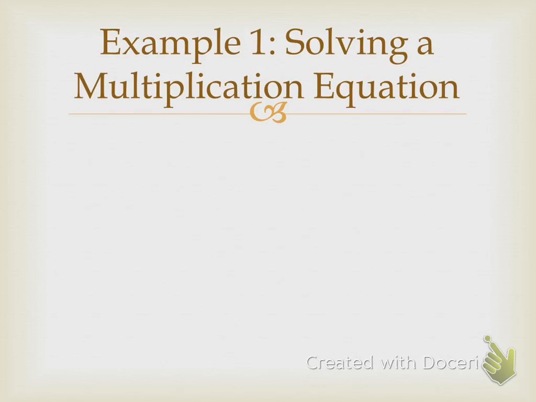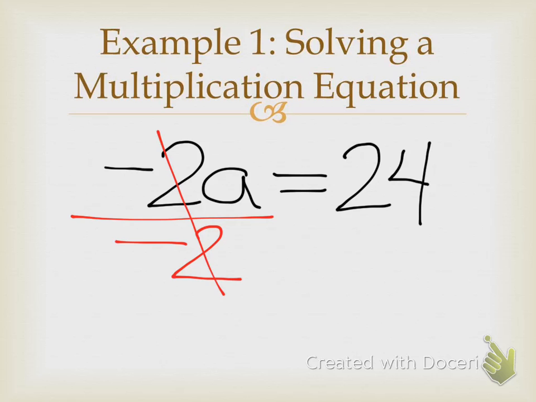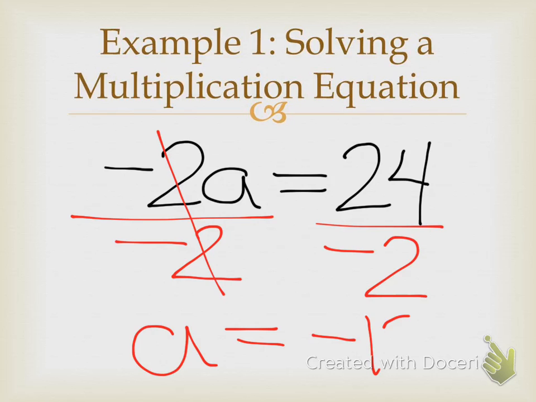All right, let's do another one. What if we had negative 2a equals 24? What operation is connected to our variable? Multiplication, right? But now we have a negative involved. So the question is, do we divide by 2 or negative 2? Negative 2. We need to take the negative with us to the other side because we never want to end up with a negative variable. So divide both sides by negative 2 and a equals negative 12, because 24 divided by 2 is 12.